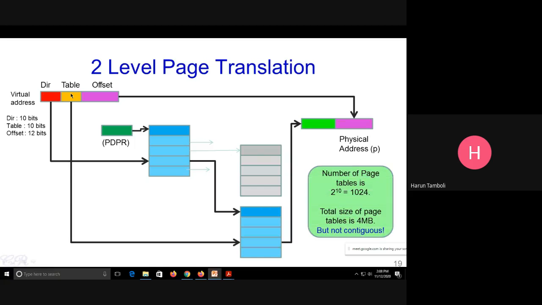Okay, very good. So the number of pages in the table is 1024. So the total size of the page table is 4, sorry, it is 4 MB, but it is not contiguous. Okay, now that page table is not contiguous.